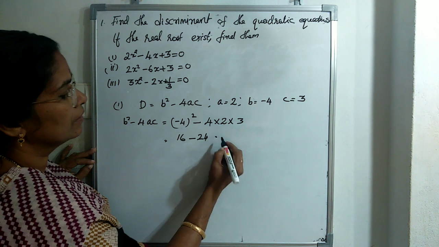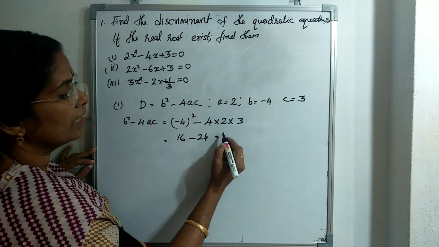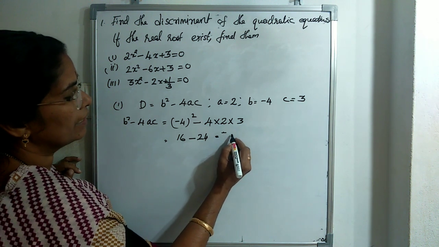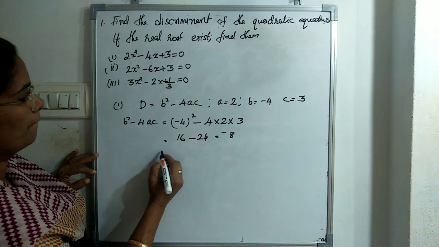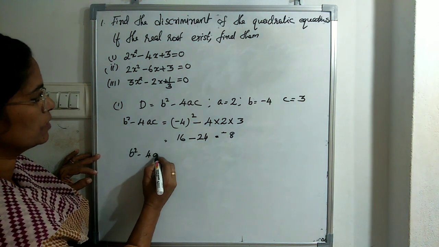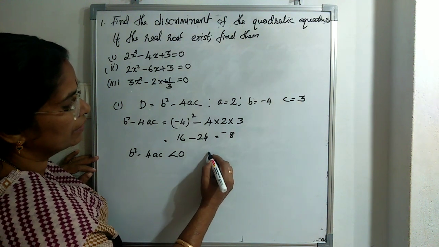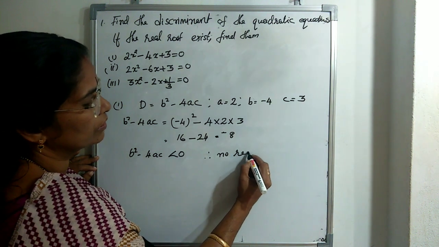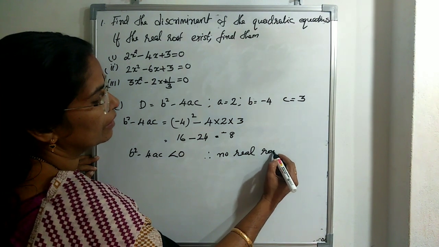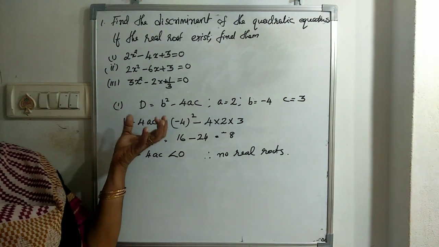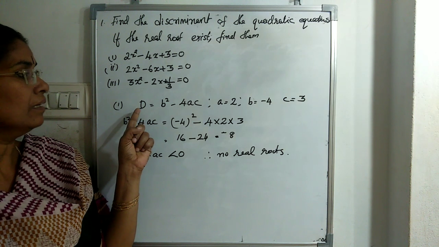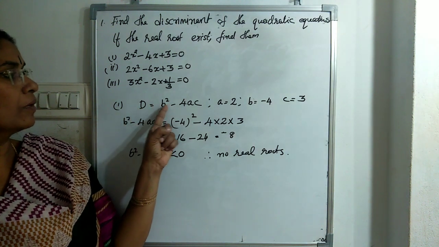So answer is minus 8, less than 0. We can write it as b square minus 4ac is less than 0. So the nature of the root is no real root. No real root. This is the first answer. Very simple one. First we have to find the discriminant. D is equal to b square minus 4ac.